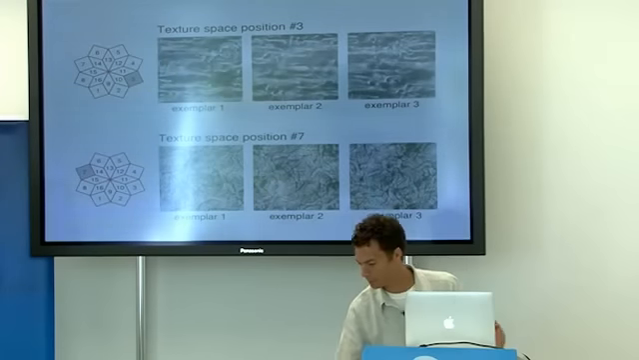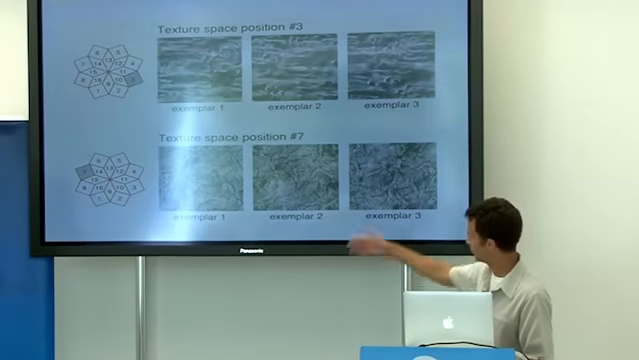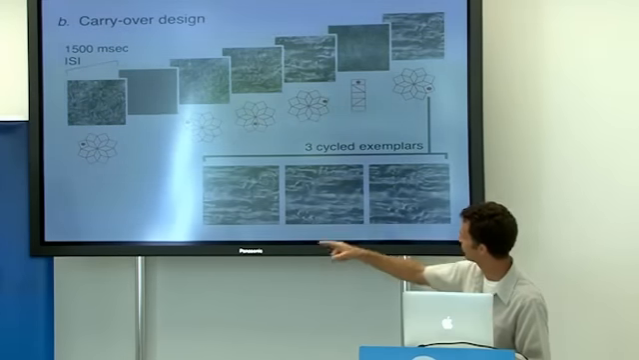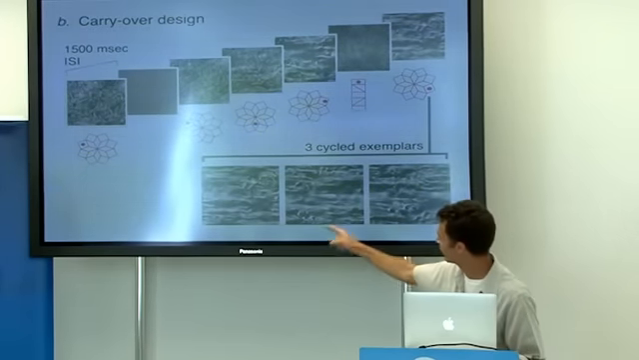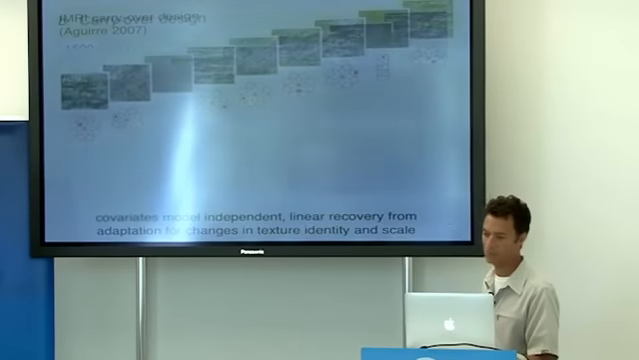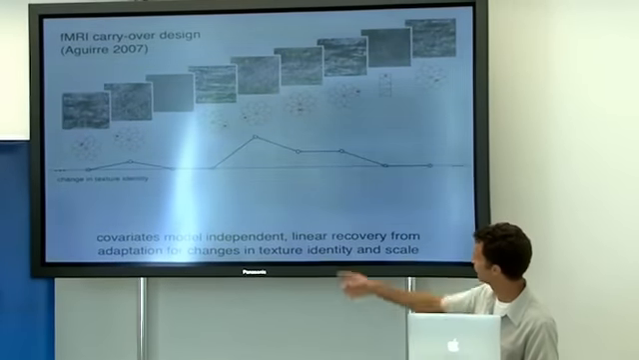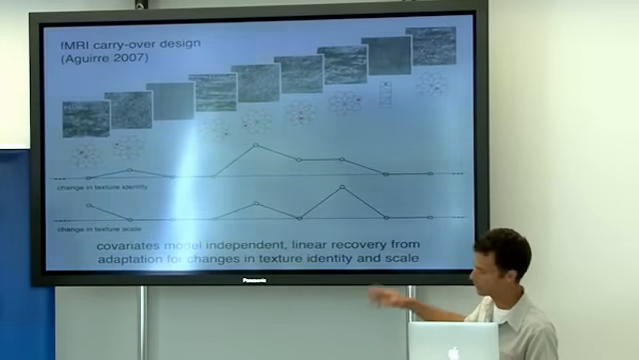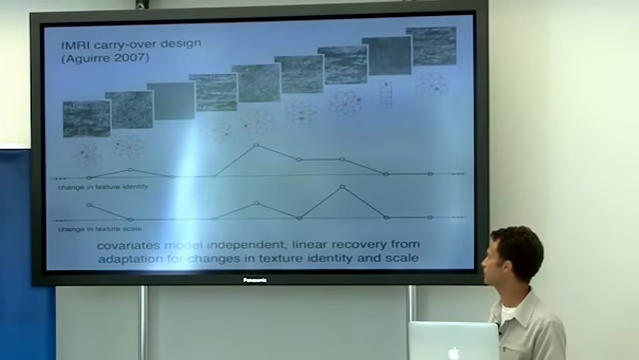And so we must be ready to wrap up. So we can do this for different sorts of textures and then run a carryover design just as you've seen, where the stimuli come on by and we vary the exemplar that the subject sees. And just as we've talked about before, you can create a model of the change in texture identity and a change in texture scale.